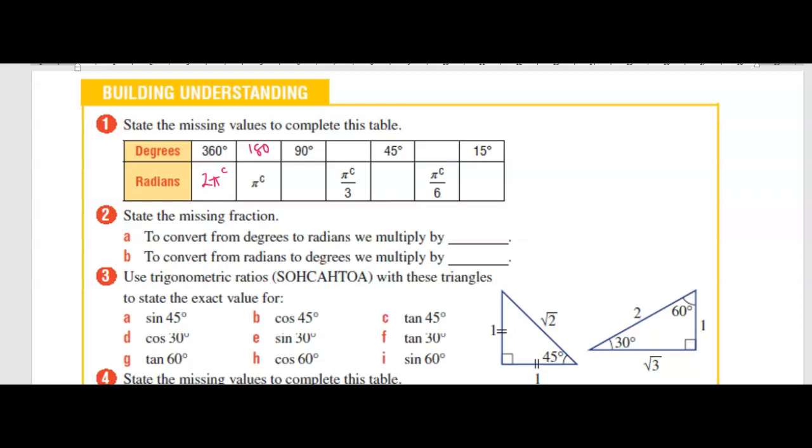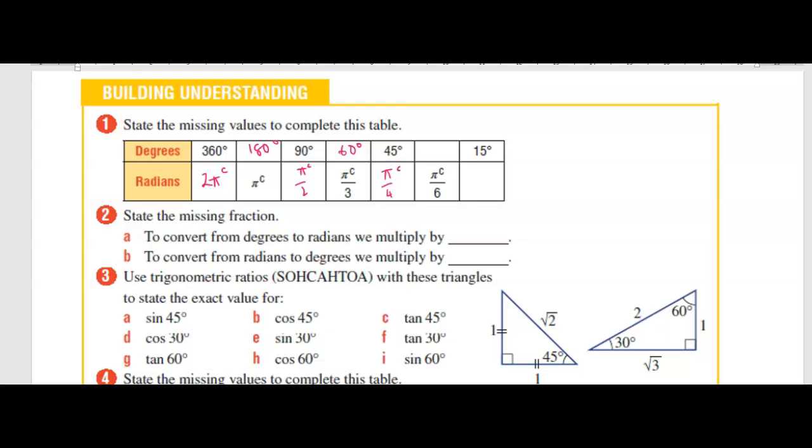90 degrees, if you think about it, is 1/4 of 360. So that's 1/4 of 2 pi, or half of pi, so pi on 2. Pi on 3, okay, if you wanted to convert that back, say what do I need to do to get that to pi? So I multiply it by 3. So I'm going to divide 180 by 3, so that's 60 degrees. 45 is pi on 4.